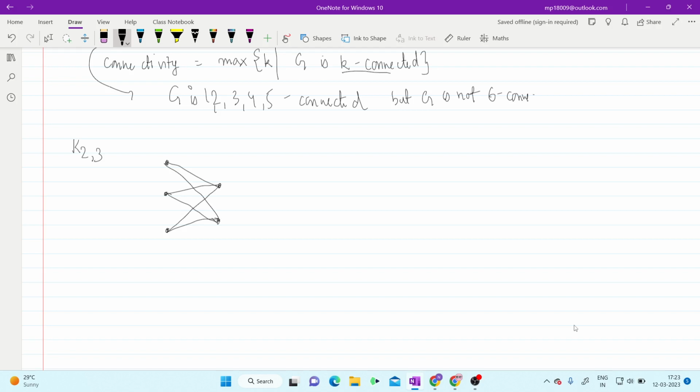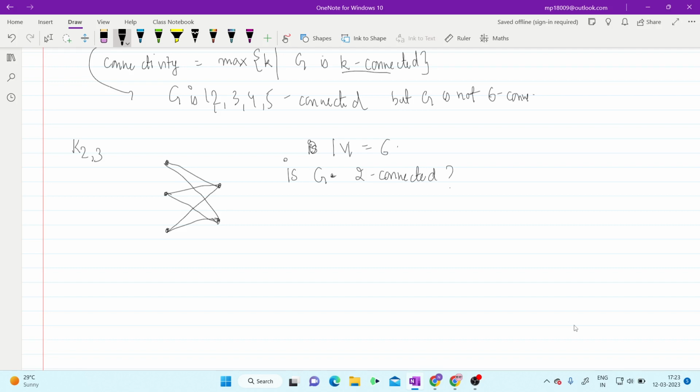So the first question is K2,3. The size of the vertex set is 6. First question: is G2 connected? Yes. Is G2 connected? Yes, ma'am.